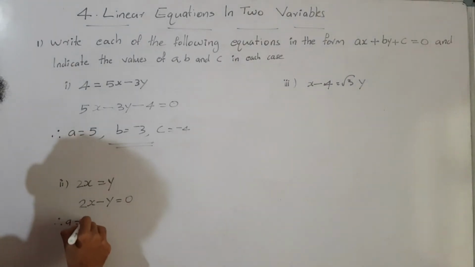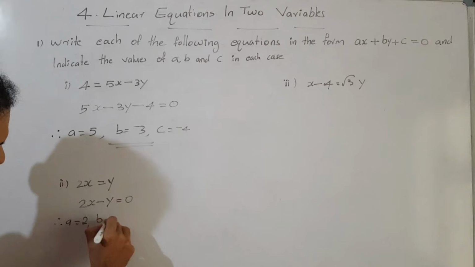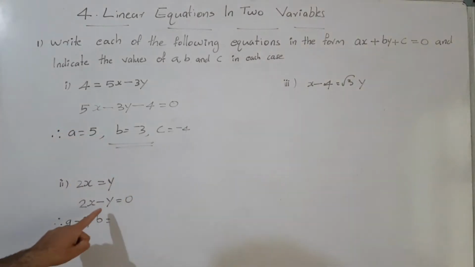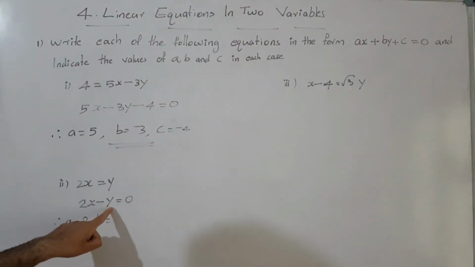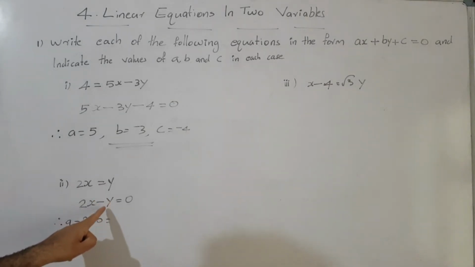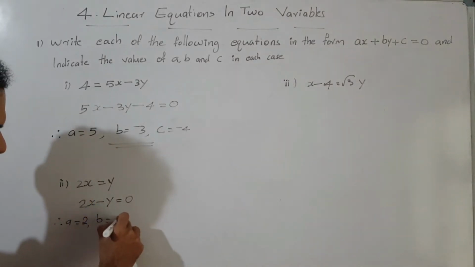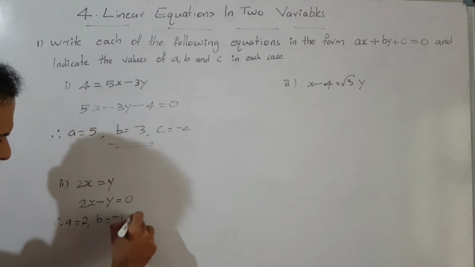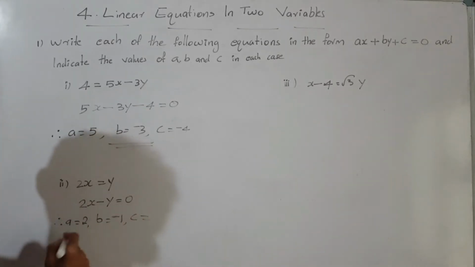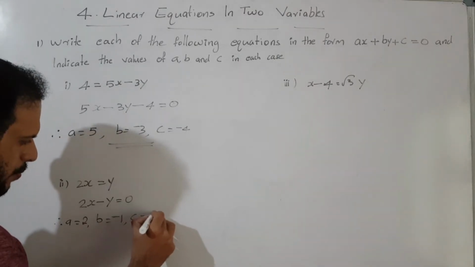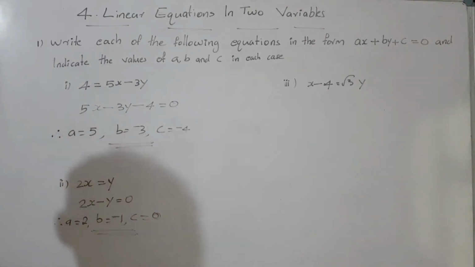So we are writing here, therefore what is the value of a? A is equal to 2. What is the value of b? B is the coefficient of y. Not y, b, the coefficient of y. What is the coefficient of y? Here we are not seeing a number, means that number is 1. Then what is that number's sign? Minus. So b is equal to -1. What is c? We are not seeing a constant, means what is the c value? C value is 0. Then here also we got the values of a, b and c.